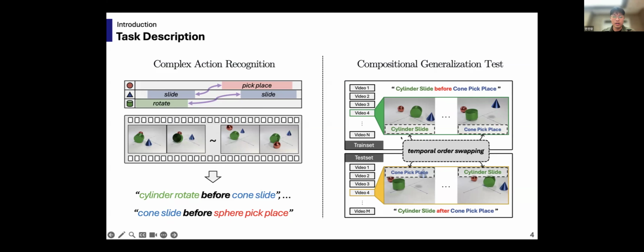And the other one is the compositional generalization test, which is also an action recognition test, but needs to predict unseen labels that are comprised of combinations of two or more semantic units, where individual semantic units are seen during the training phase. And actually, there are two types of compositional generalization tests. One is swapping the temporal order of the labels, and the other one is swapping the object and its motion.